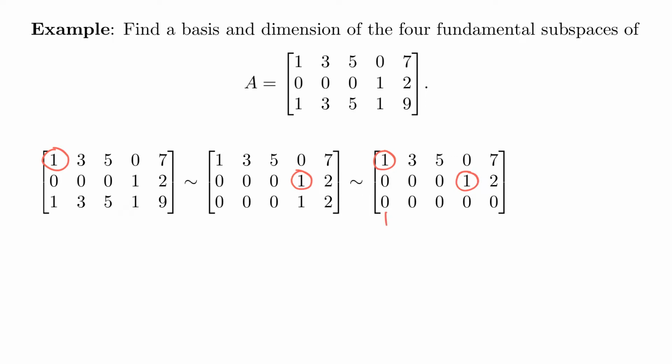This means that this column and this column are pivot columns, whereas the following columns are free columns. Since these three columns are free, it means that x2, x3, and x5 are free variables. In order to find a basis for the column space of A, we're going to look at the pivot columns, the first and the fourth column in the reduced row echelon form of A, and we go back to the original first and fourth column in the matrix A.